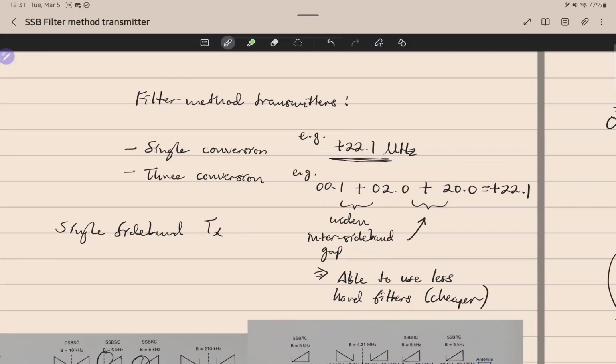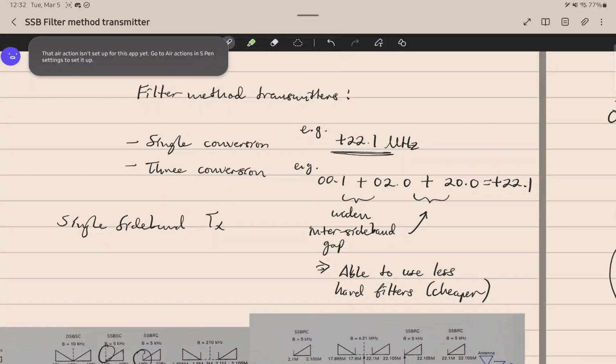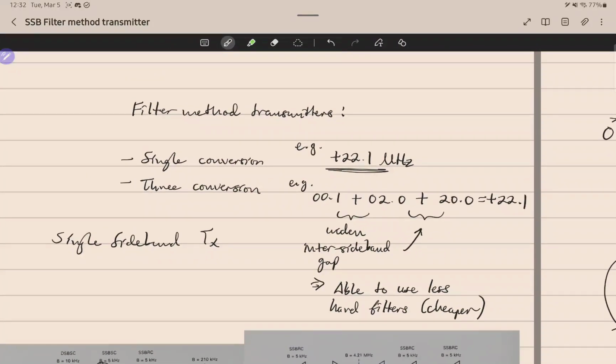Some of you might ask, why do we need three exactly? The thing is, we don't always need three conversions. It's just a convention that usually the frequencies you want are within 3 digits of accuracy. For example, 22.1 here, which means you can get away with 3 separate conversion steps. So you add 0.1 first, and then you add 2, and then you add 20 to get 22.1.